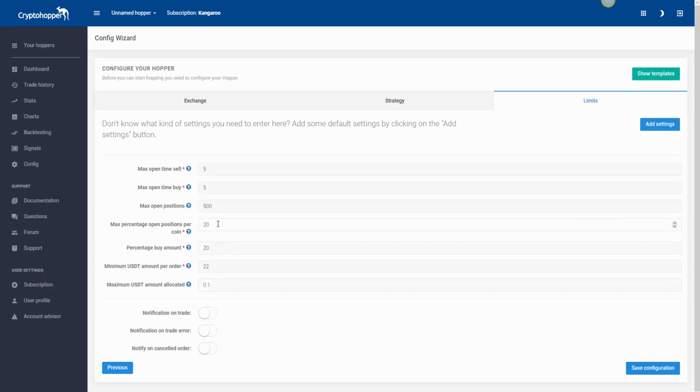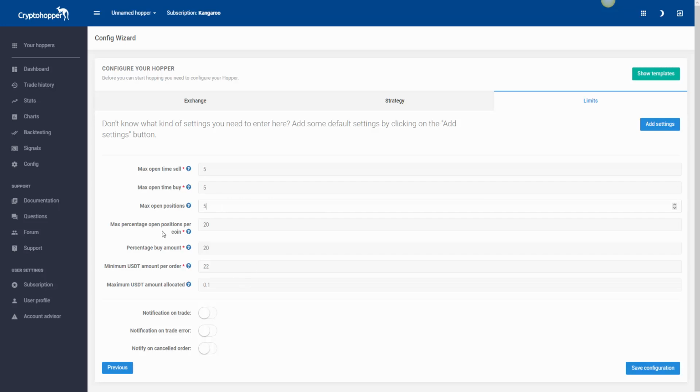Okay, now I have max percentage open positions per coin. Okay, before that, let's talk about this one, max open positions. Here I have the maximum number of positions I may have open at a given time. If I'm putting 20% for the buy amount, it's natural that I can only have 5 open positions. Okay? There's no way I can have more than 5 because I'm using 20% for each order. So it only fits 5 open positions. Okay?